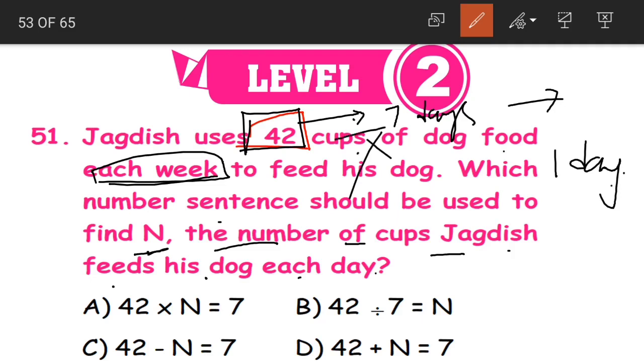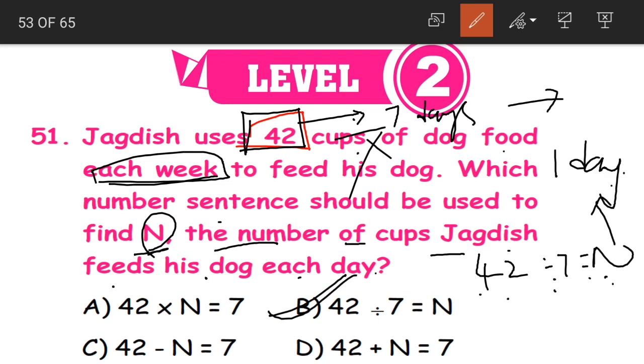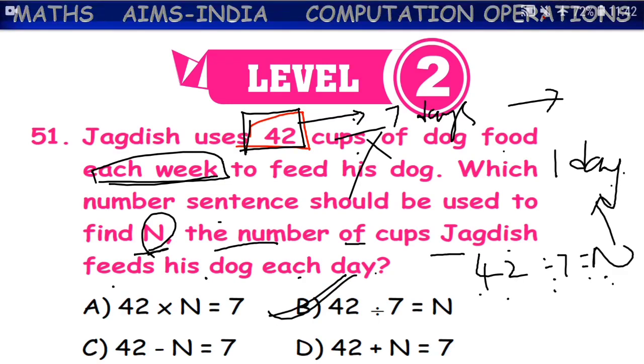No, what should we do? We should divide. 42 divided by 7 is equal to what? N here, N means what? N means the number of cups that Jagadish uses to feed his dog in a day. So what should be our statement? 42 divided by 7 is equal to 1. That is option B. Clear, children?